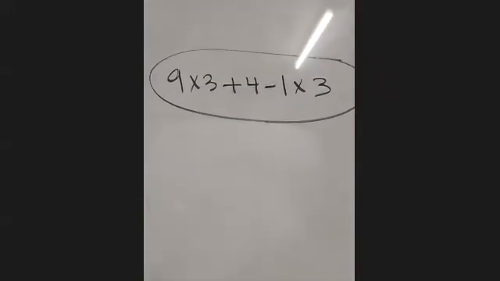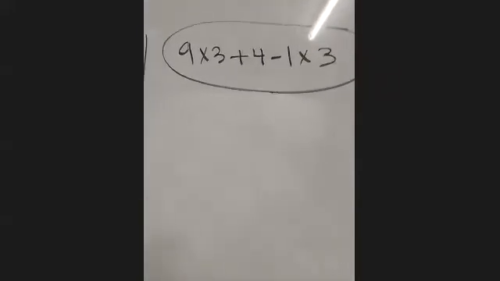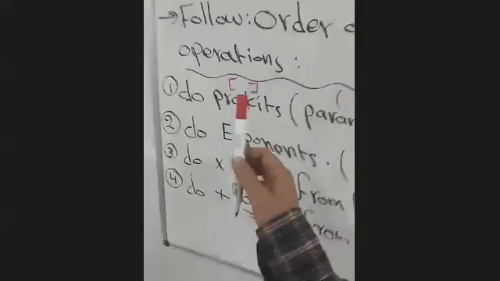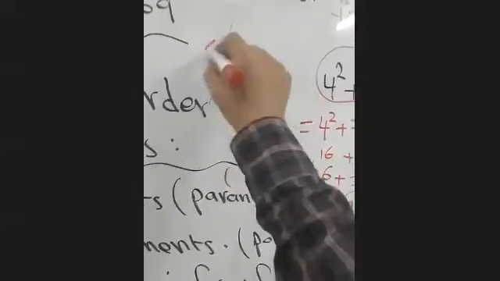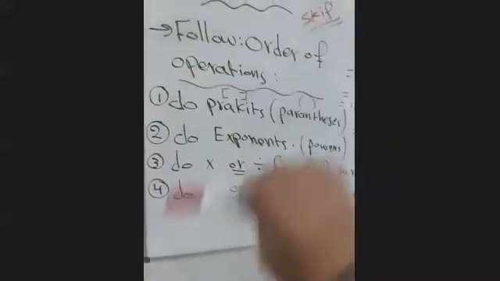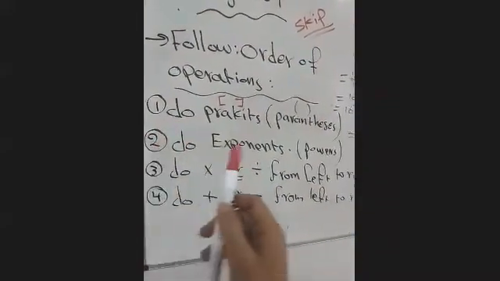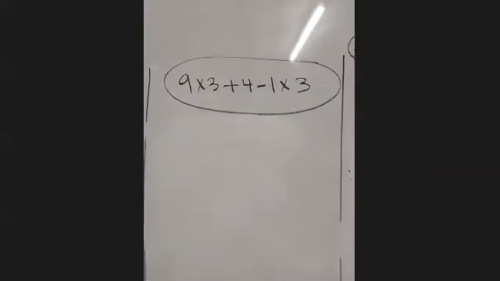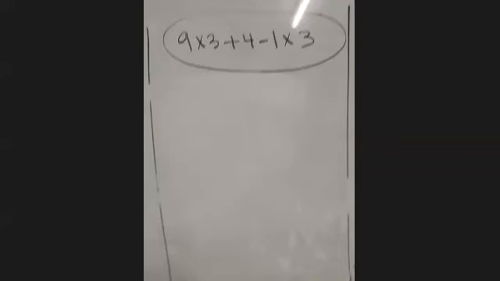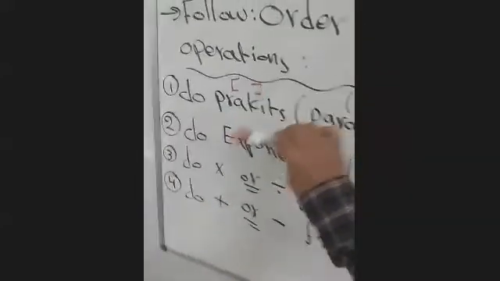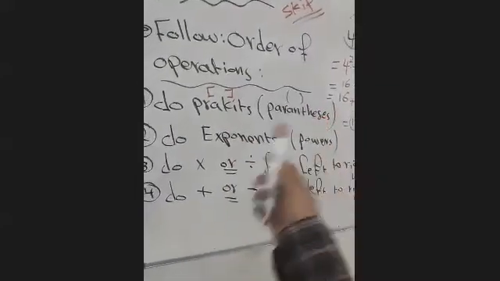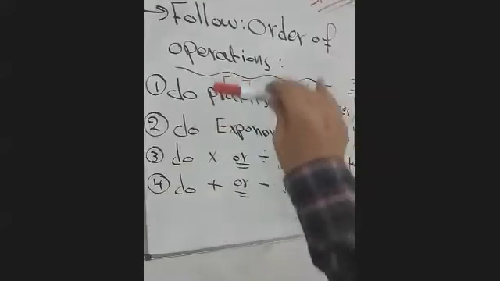Do we have brackets here? Parentheses? No, we don't have. So skip it. If we don't have parentheses, skip. You know the word skip. Skip this step. Now let's see the second step, which is exponent. Do we have exponent? No, we don't have exponent. So skip the second step also. So we don't have parentheses, we don't have exponent. So skip the first two.